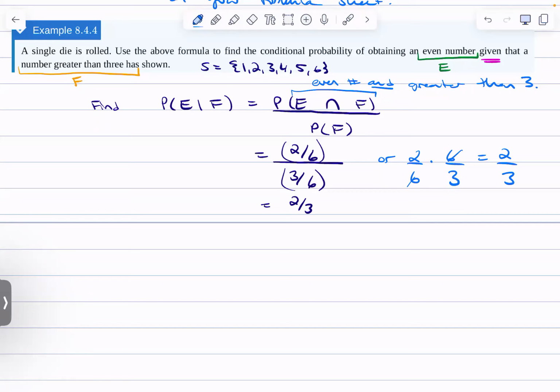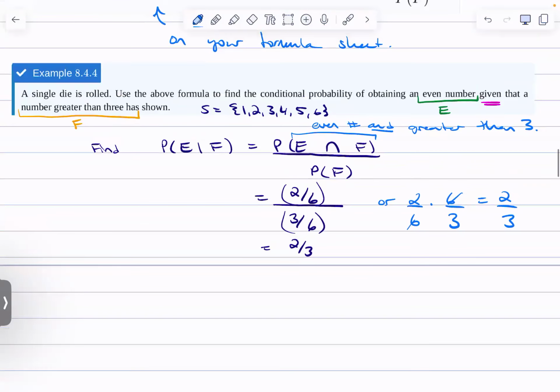Which of course is the same answer that we found. But what's nice about having a formula is that you don't have to be able to draw out your sample space, right, to count out how many scenarios satisfy the outcome. Well, any questions about that one?